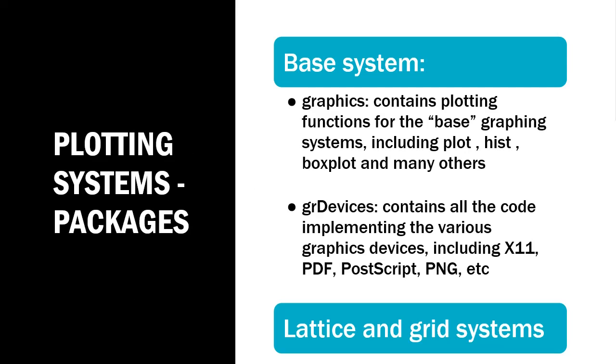R has 3 systems of graphics: base system, lattice and grid. We will study only the base system, which prints this chart on the screen. Of course, you can save it as PDF, PNG, etc. and use it elsewhere. There are 2 packages involved in base R. One is graphics, another is grDevices. Graphics provides the plotting functions such as plot, hist, boxplot, etc., among many others. And grDevices basically help us to save the file into PDF or PostScript or PNG, etc.